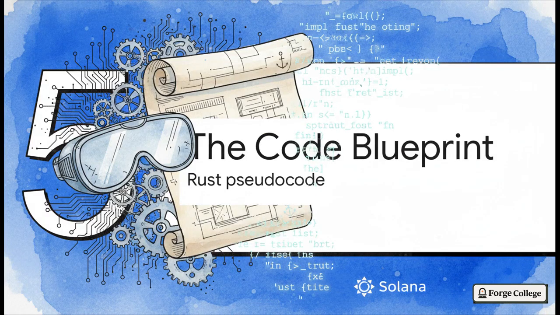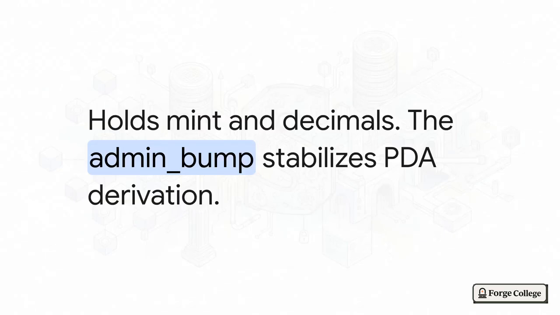Section 5. The Code Blueprint. Translating specs to Rust pseudocode. Okay, chief engineers, strap your safety goggles back on because we are diving straight into the code. We've talked a whole lot of architectural theory, so let's translate these specs into some actual Anchor-style Rust pseudocode. Let's see exactly how our patent looks when we deploy it in production.